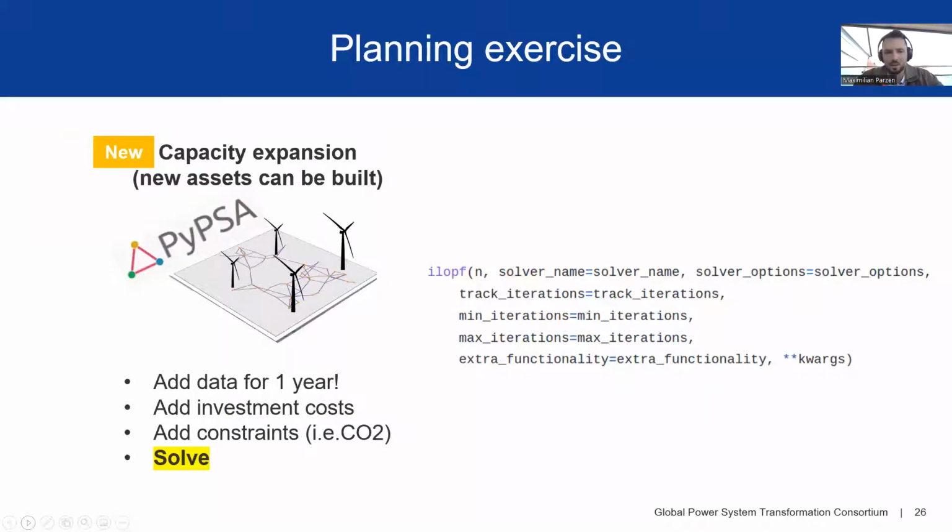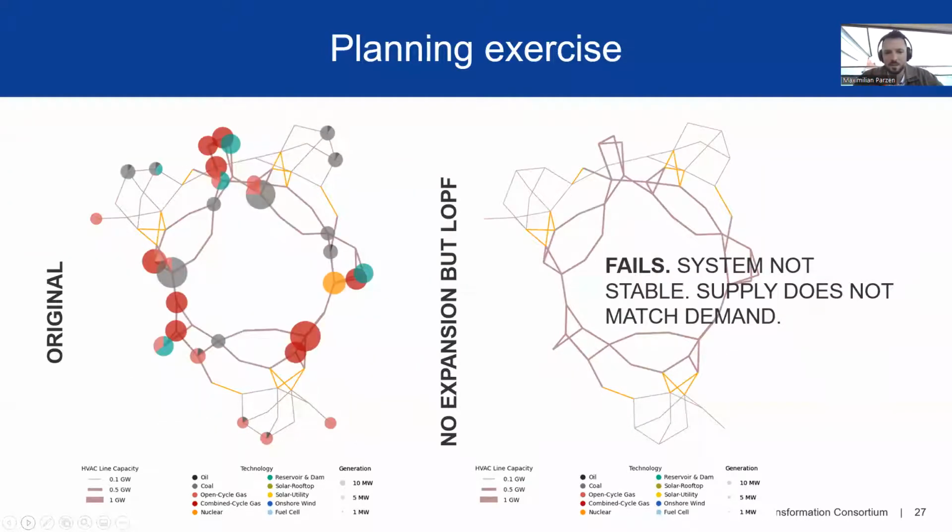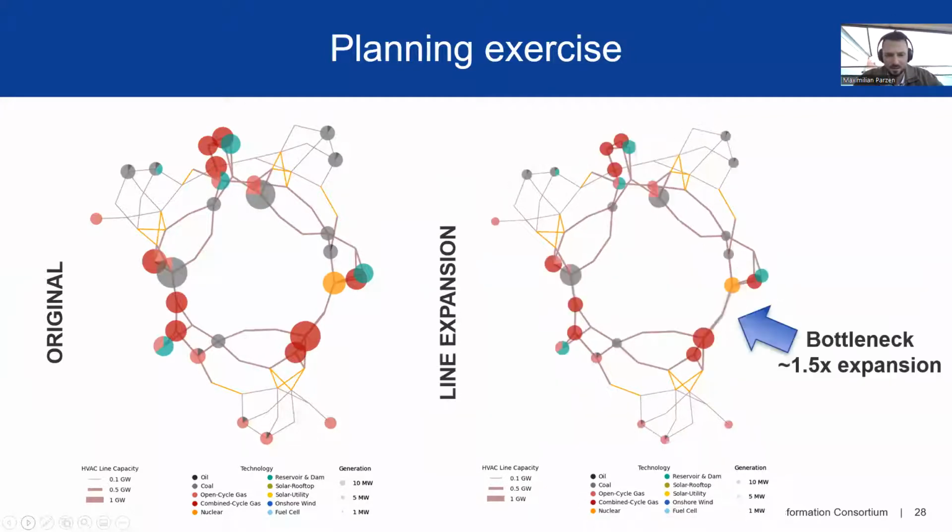Now I'm just going to show you a couple of results. If we move on, we had this original network with all the different carriers, and what was remarkable at the first step is that the expansion didn't work with the linearized optimal power flow. Either the supply didn't match the demand, or there was a bottleneck somewhere in the network. Unstable situation here. Moving to the next slide.